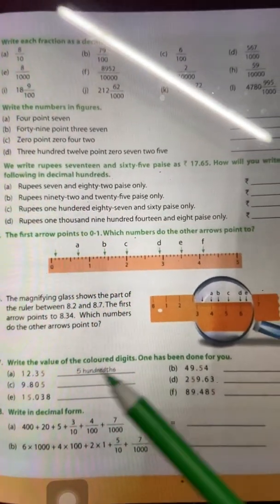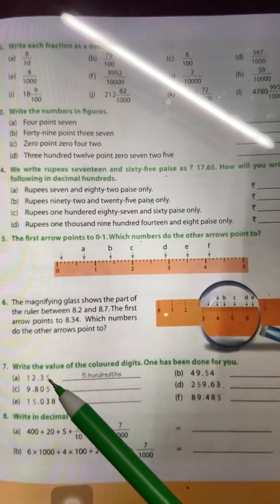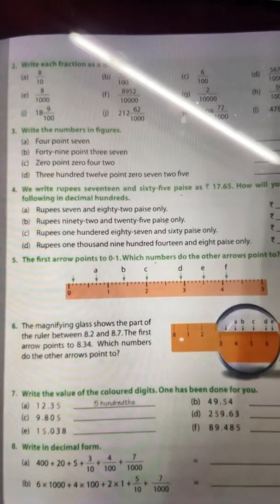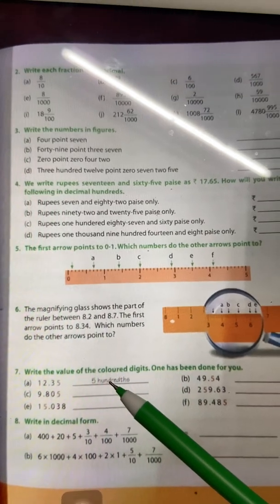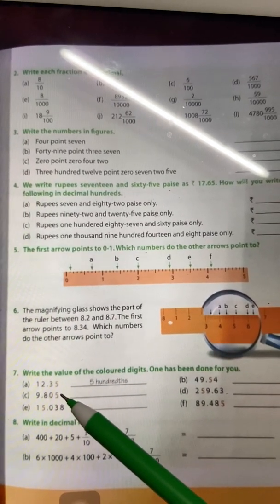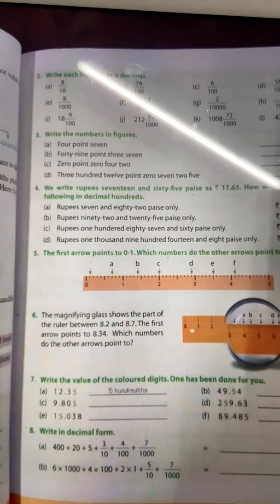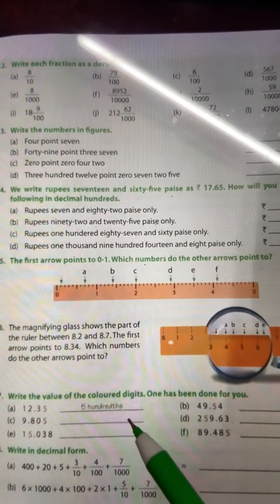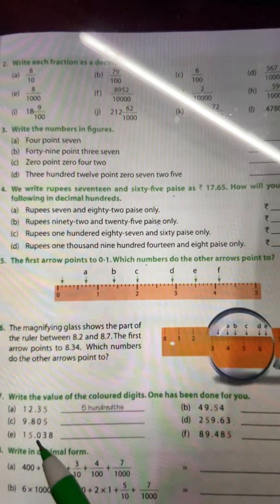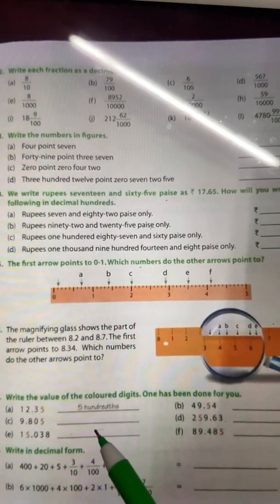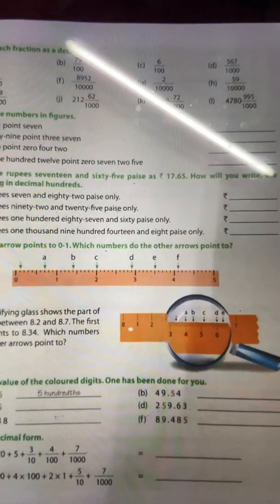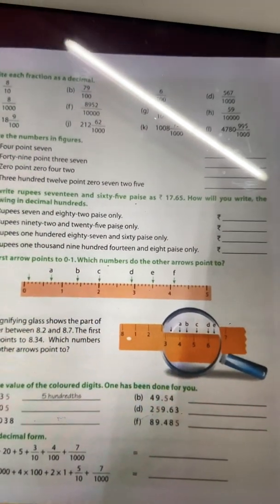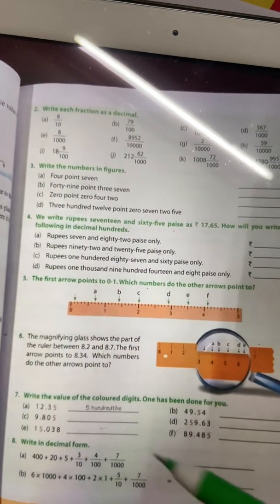For question number 7, you have to write the value of place of the digit 5 in every question. So here they have written hundredths. Here 5 is after 2 decimal places, so it will be thousandths. So you will write 5 thousandths, THS. Here 5 is before, so it is in ones place. So 5 ones. Here 5 is in tens place. So 5 tens, TENS. So likewise you will complete question number 7.